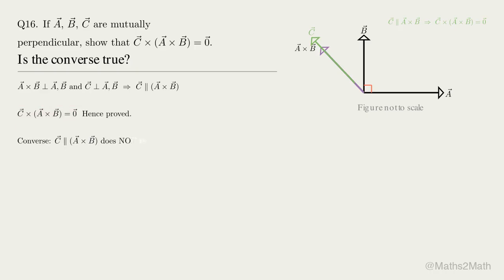The converse asks, if C cross A cross B is 0, must the three be mutually perpendicular? No, it only forces C parallel to A cross B. A and B themselves may be at any angle. Hence proved, and the converse is not true.